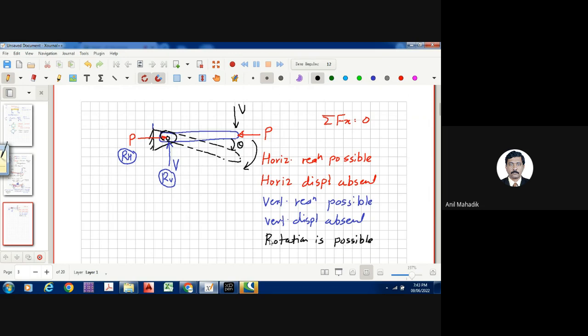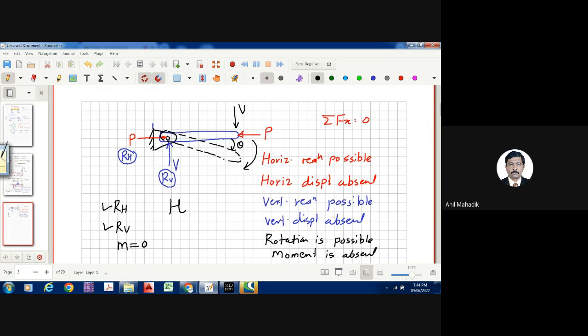And as rotation is possible, moment is zero. Moment is absent. So I would say at this point there will be reaction RH, there will be reaction RV, but the moment will be zero. So moment is zero, but two reactions are possible.